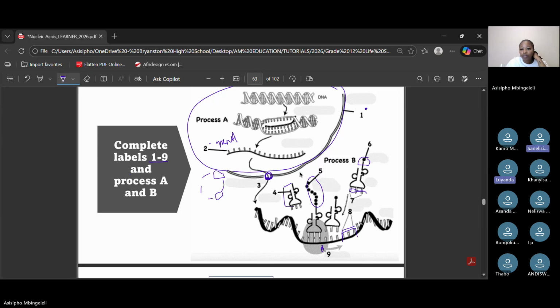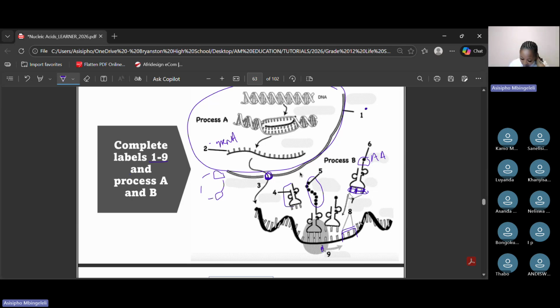Amino acid. 6 is definitely amino acid. Then 7, there is 7 over here. Anyone, please give me the answer. Ma'am, isn't it codon? Is it codon or anticodon? It's anticodon. These are bases in a transfer RNA.